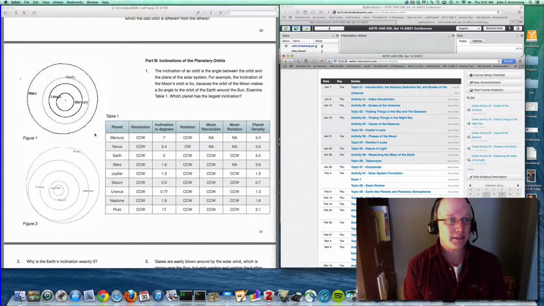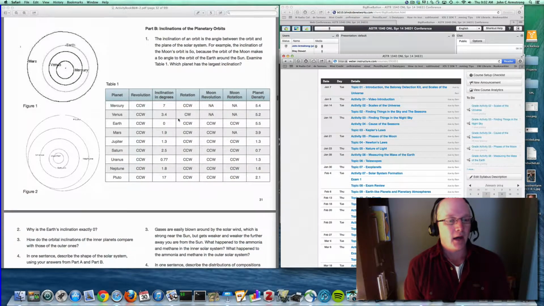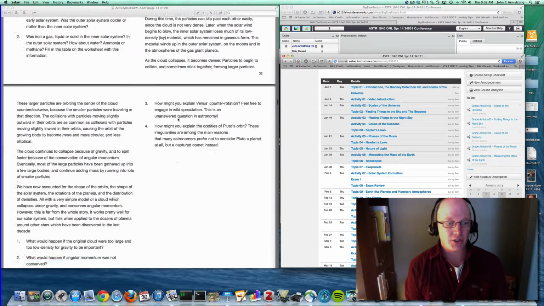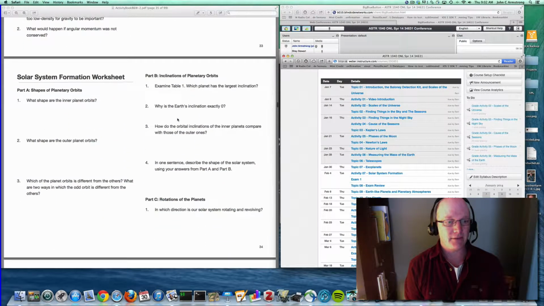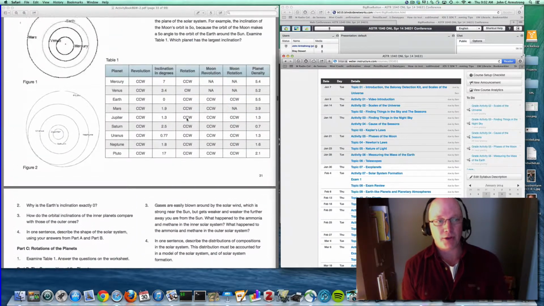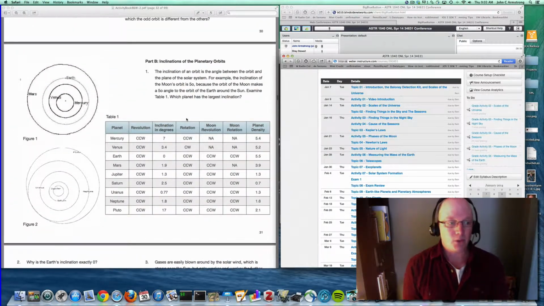So I want you to take a look at these data and try to come up with an explanation for why the solar system is the way it is and how it might have formed. Once you've got a chance to look at the data, you can go through and answer these questions on the worksheet that's provided for the activity, which you can see here, and that'll give you an opportunity to come up with your own explanation for how the solar system formed. So that's the main goal of that activity.